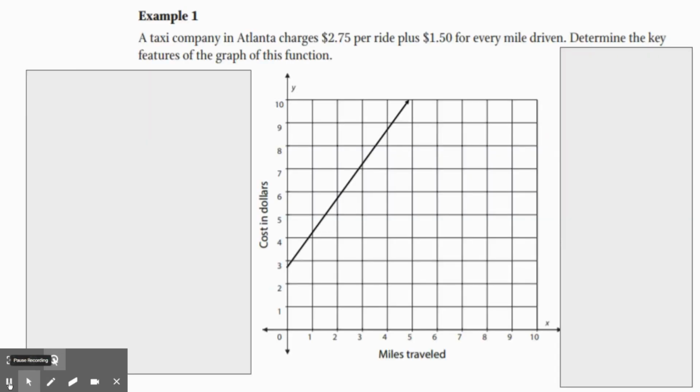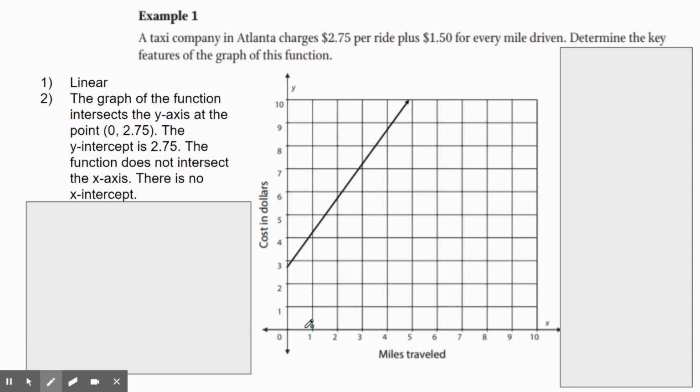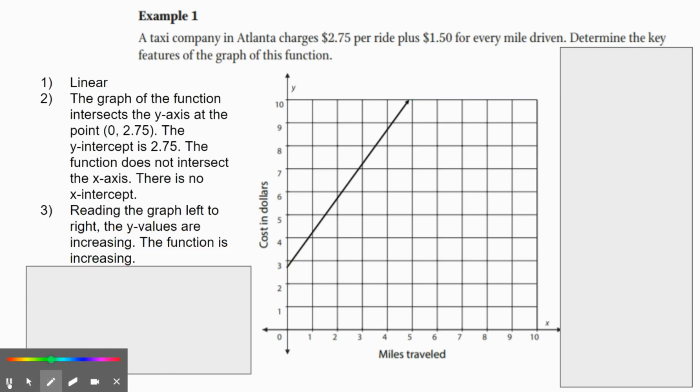Example 1, a taxi company in Atlanta charges $2.75 per ride plus $1.50 for every mile driven. Determine the key features of the graph of this function. First of all, this graph is linear, as you can see from the graph provided. The graph of the function intersects at 0, 2.75 right here, and it will never intersect the x-axis, therefore no x-intercept.